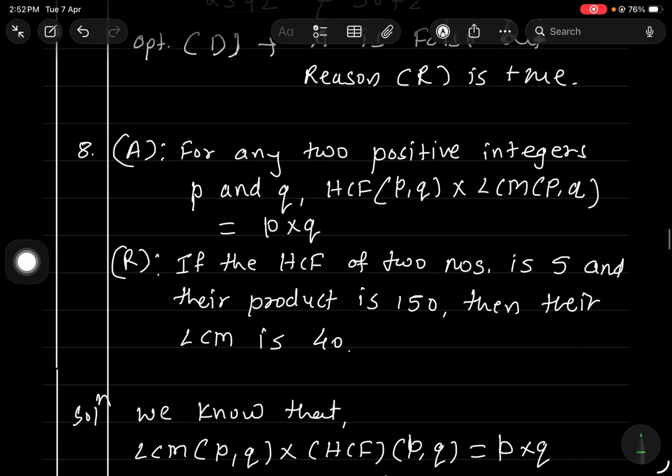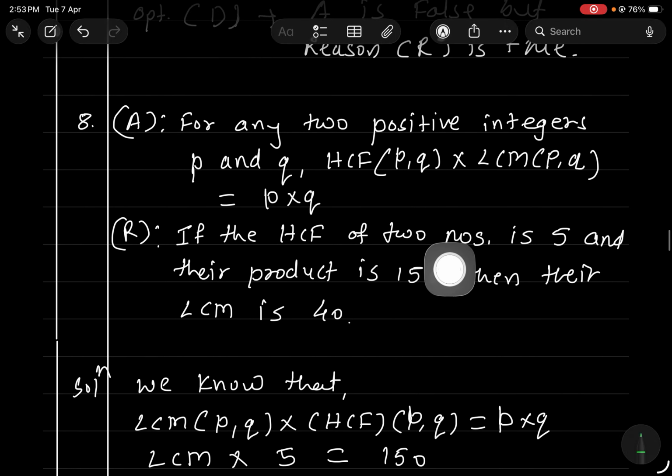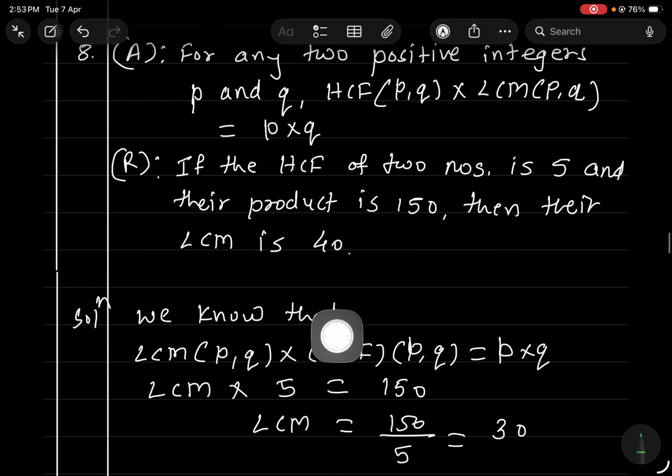Then 8. Here the assertion: for any two positive integers P and Q, HCF of P and Q into LCM of P and Q equal to P into Q, meaning the product of the two given numbers. If the HCF of two numbers is 5 and their product is 150, then their LCM is 14.